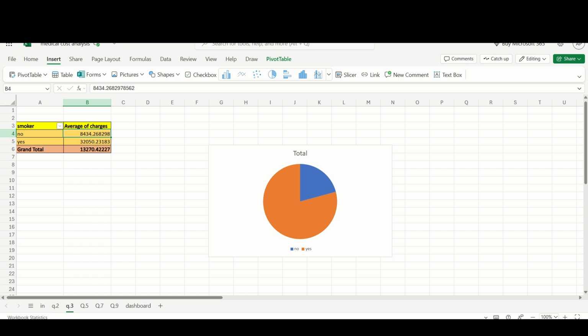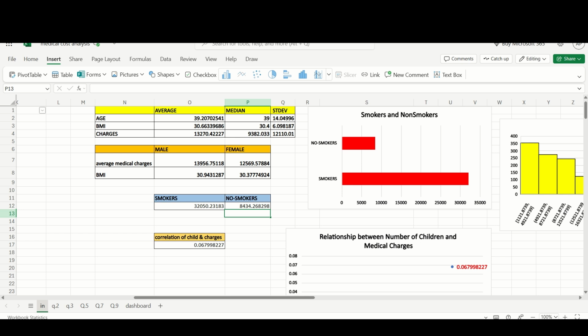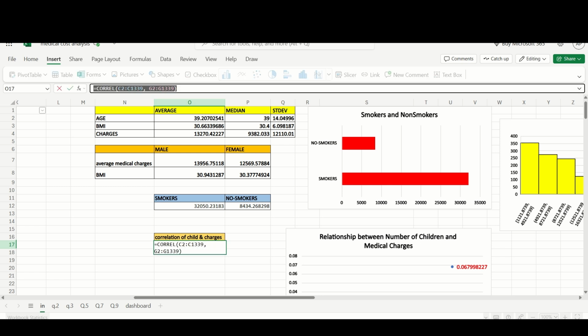Then moving to question 4, evaluate the relationship between number of children, dependents, and medical charges. Do beneficiaries with more dependents incur higher medical costs? So for this I have used the correlation function. This measures the correlation between number of children and medical charges. So this is the formula for correlation.